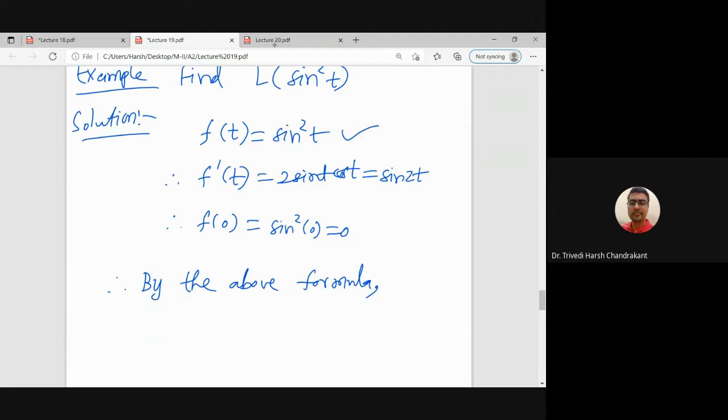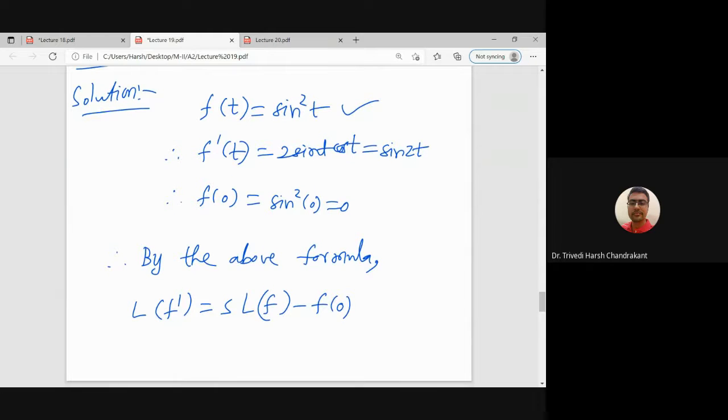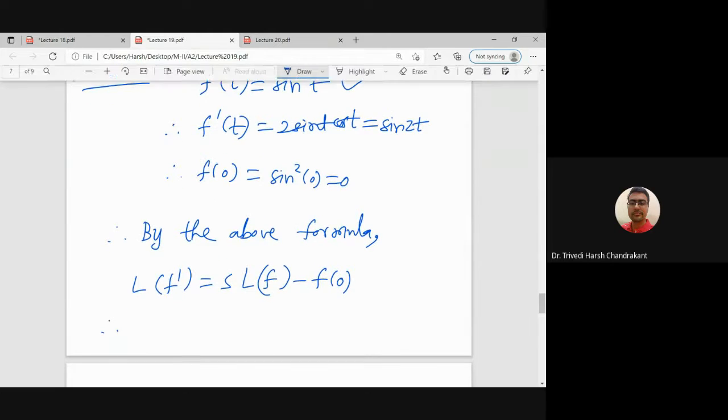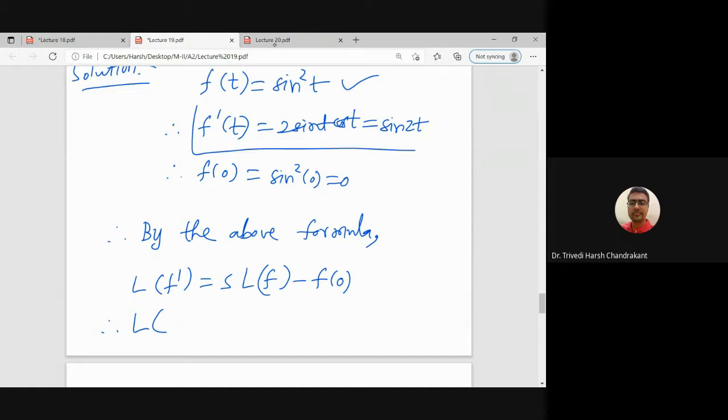So let us simply apply the formula. We get the Laplace transform of the derivative, that is s times the Laplace transform of f minus f naught. Right. So let us just substitute everything here. So that means the Laplace transform of the derivative. What is the derivative? The derivative is sine 2t. Right. That is s times the Laplace transform of f.